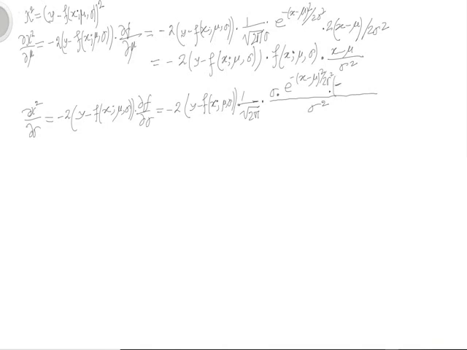Now again we compute the partial derivative with respect to sigma as well, and as we can see, it can also be expressed in terms of our PDF, in terms of the independent variable x, and also in terms of the dependent variable y.